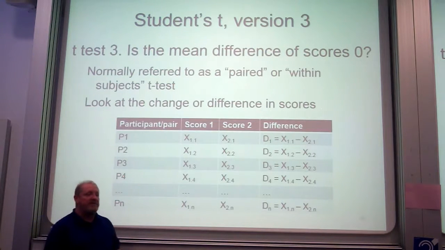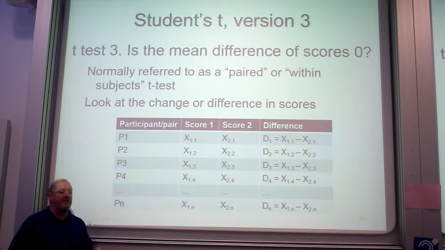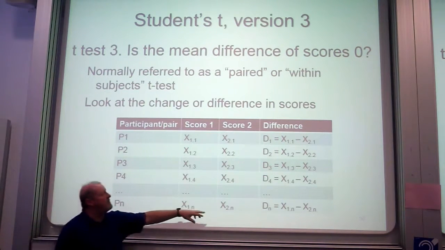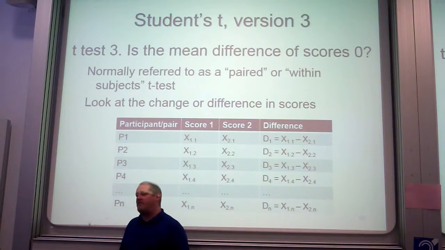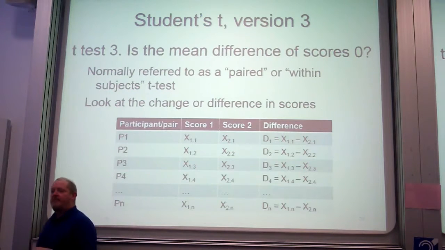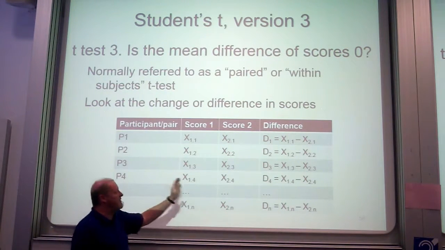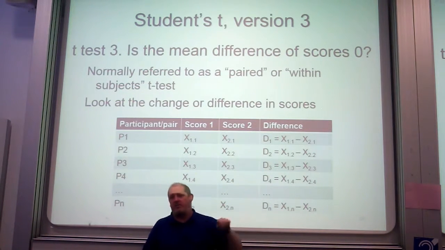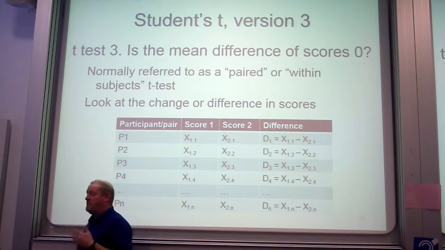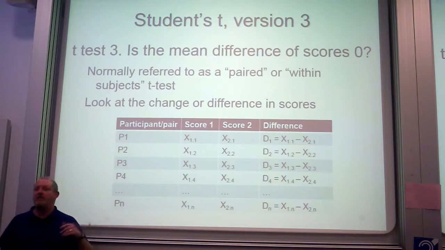The final one, as I said at the beginning, is really just another test against a hypothesized mean, the paired or within subjects t-test. It's the one where you take a difference, so you get difference scores, and then you test those against 0. So it's really doing the test by taking the differences. Now you've got a single sample of differences which you're testing against 0, against a hypothesized mean that there is no systematic difference between them.